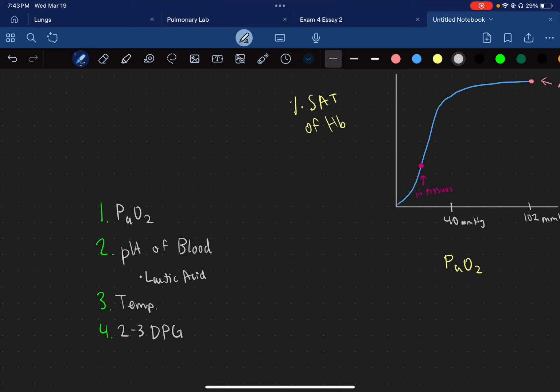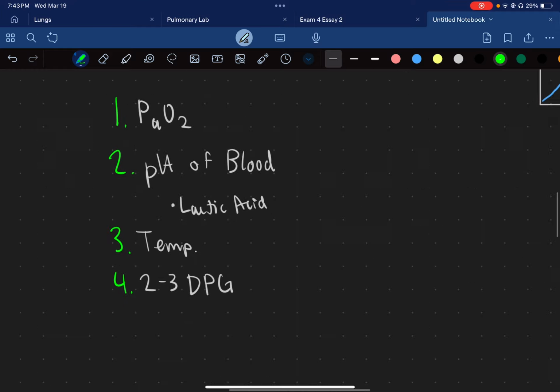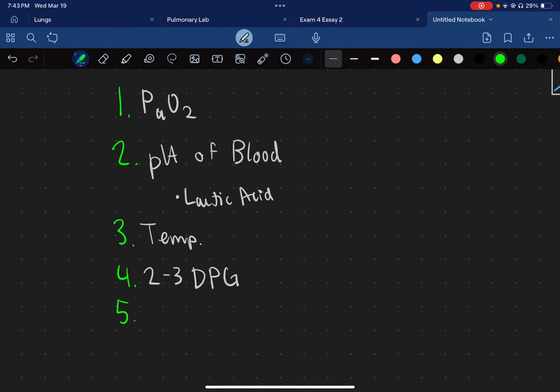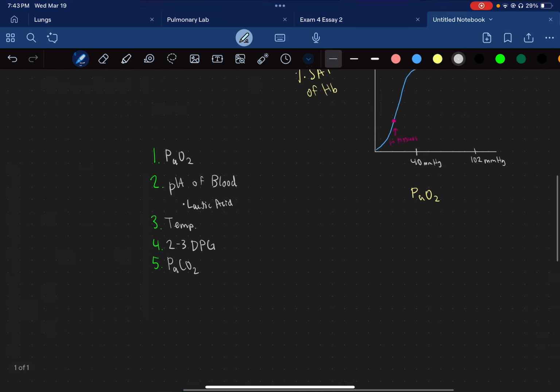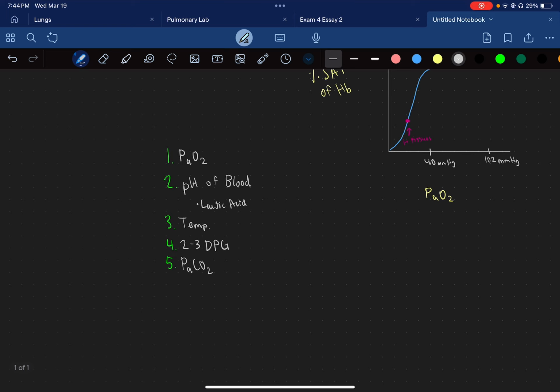I also will say this, a fifth factor that can affect it is CO2, or the arterial pressure of CO2. CO2 has the ability to bind itself to hemoglobin, causing it to go into the T state, causing oxygen to be released. Now, the inverse is true at the lungs.